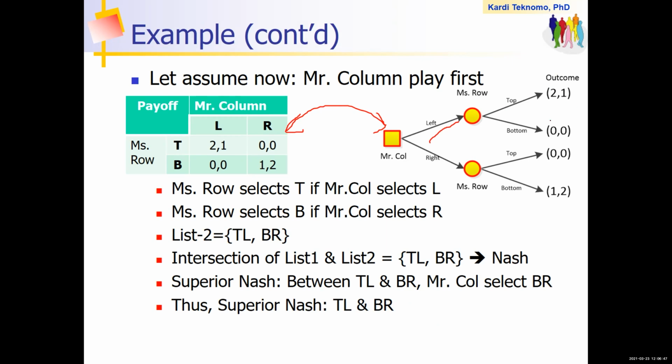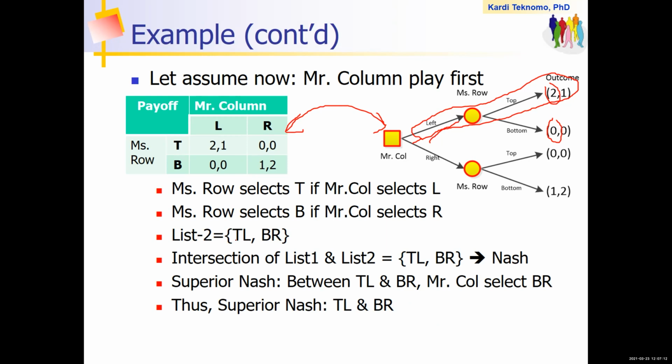Between 2 and 0 here, which will Miss Row do? Of course, Miss Row will select top, isn't it? So this is the strategy. If Mr. Column plays left, Miss Row will select top. So you have top left.